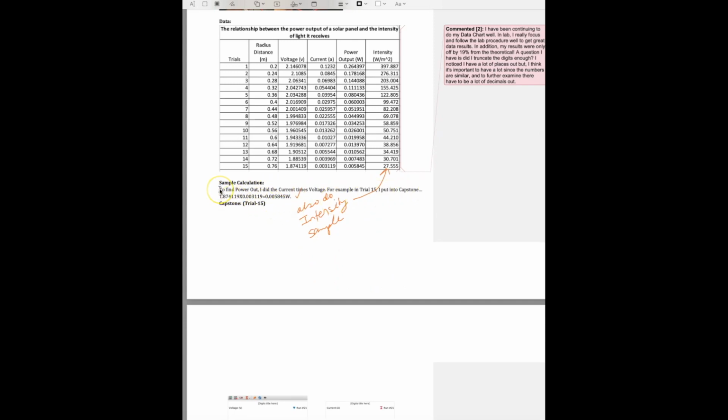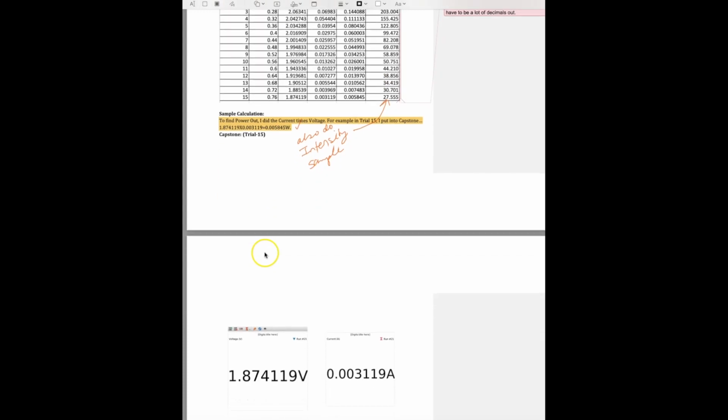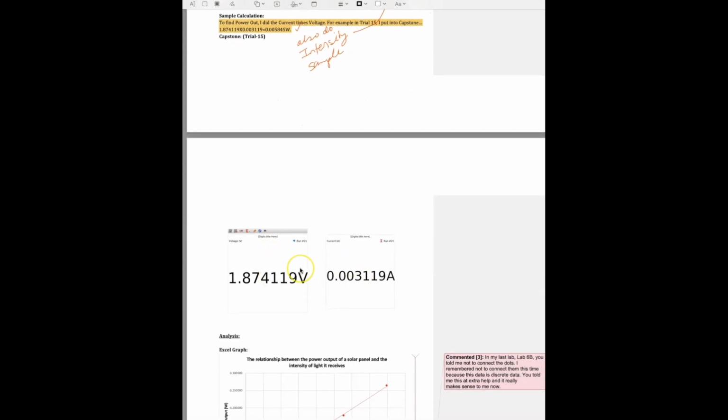Again, I don't love this format. I'd much rather have that be as a math problem: equation, numbers plugged in, answer with units. And she forgot to do intensity. So this showed an example of her capstone.